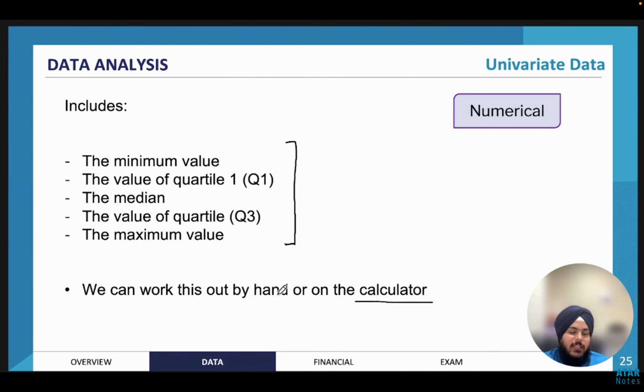So you shouldn't even be spending time doing it by hand, it's just a waste of time in your exam. It should all be done on your CAS. Usually it's under the univariate data analysis menu, which you all should be familiar with.